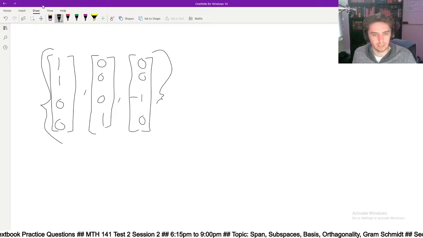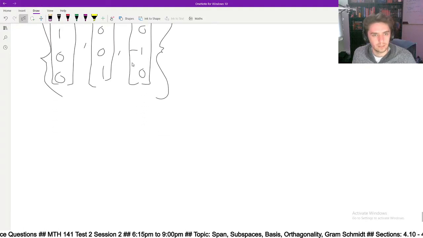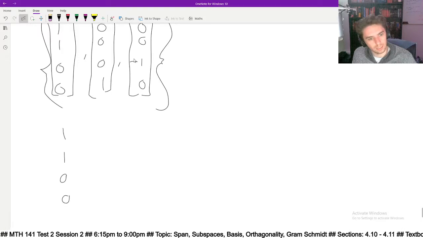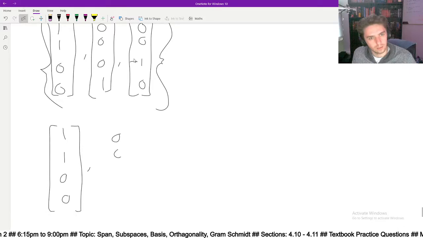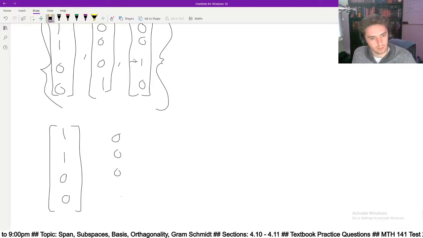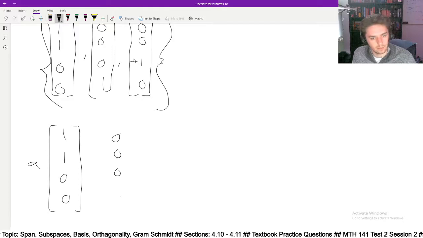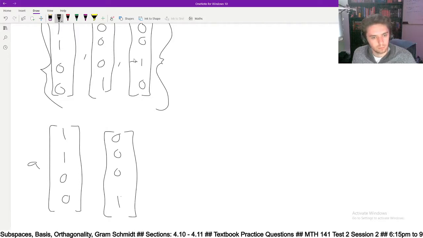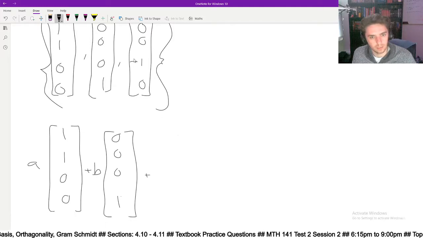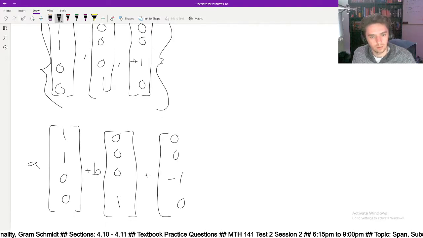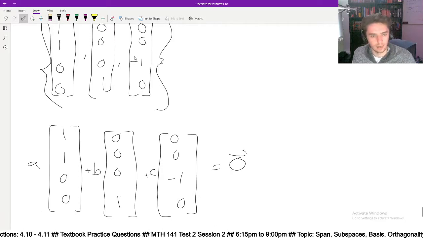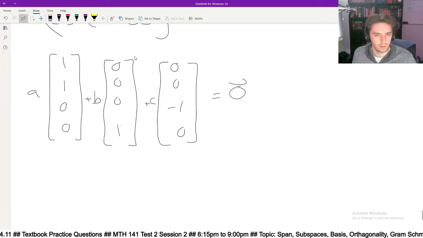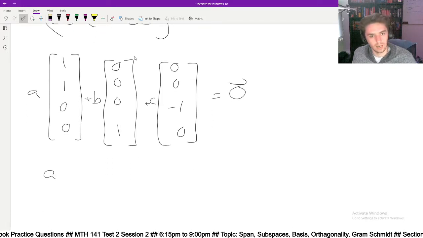But we've got to check now: is this independent or dependent? If this is independent, then the only solution for a times that, plus b times that, plus c times (0, 0, -1, 0) should be that a equals b equals c equals 0. So let's try. a equals 0.